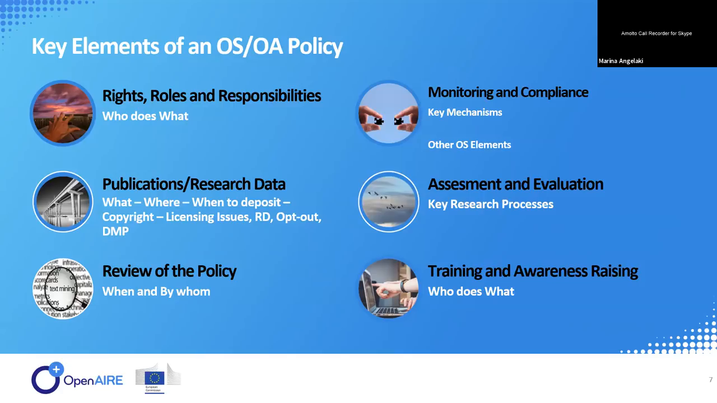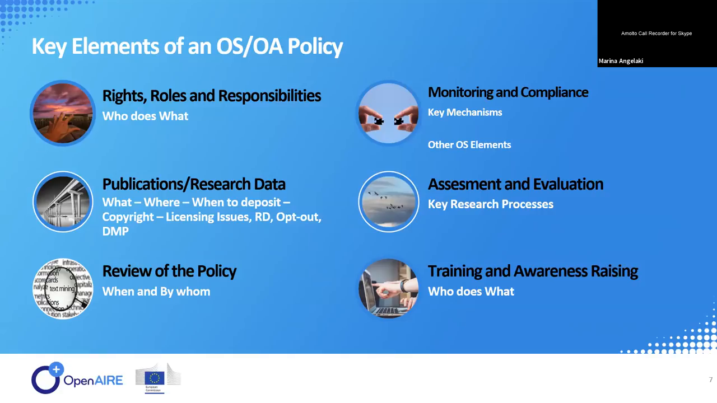Also elements related to what needs to be deposited, for example, what types of publications or research data, where, when, in terms of data, whether there is the opt-out option and under what circumstances, and whether the researcher is required to develop a data management plan and the extent to which there is support by the library or any other unit within the university. It's also important for the policy to provide information about a potential reviewer of the policy. And also if there is information regarding a mechanism for monitoring and compliance, sometimes this is also linked to the assessment and evaluation procedures within an organization.